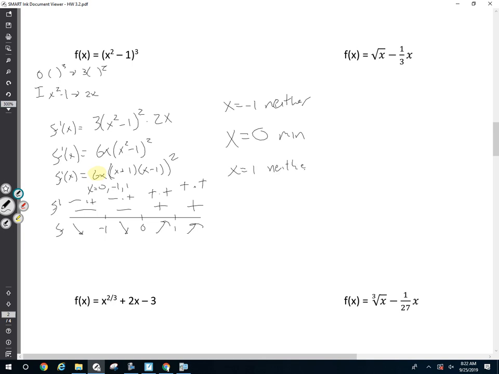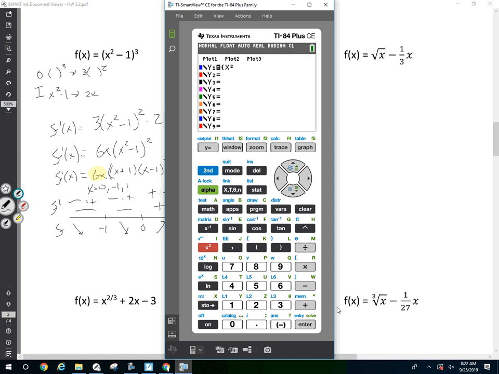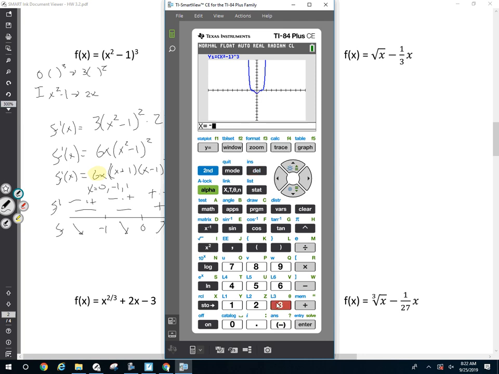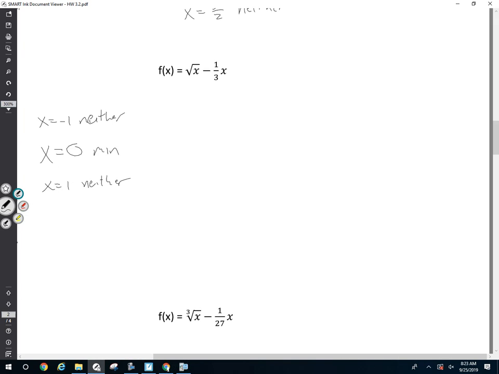This is going to be really cool if we look at it graphically. (x squared minus 1) cubed. Okay, we start at like negative 3. We decrease, flatten out at negative 1, decrease, min at 0, increase, flatten out at 1, increase after that. Okay, we figured that out just by doing an analysis of derivatives. Look at this guy. All right, now we have to be careful.